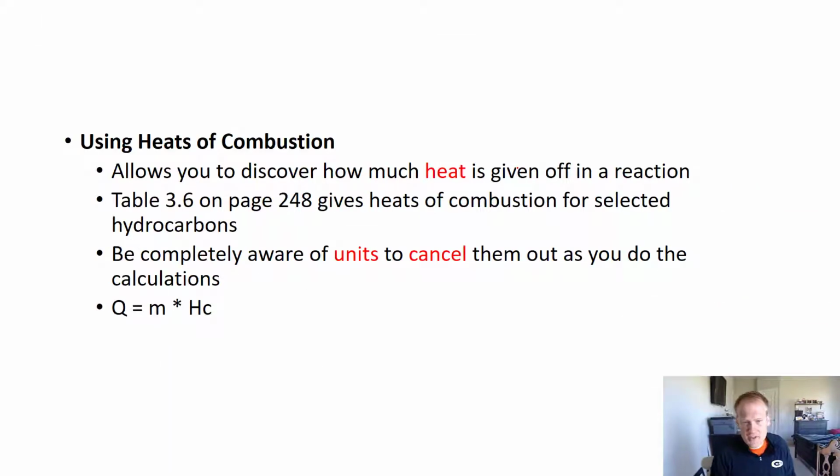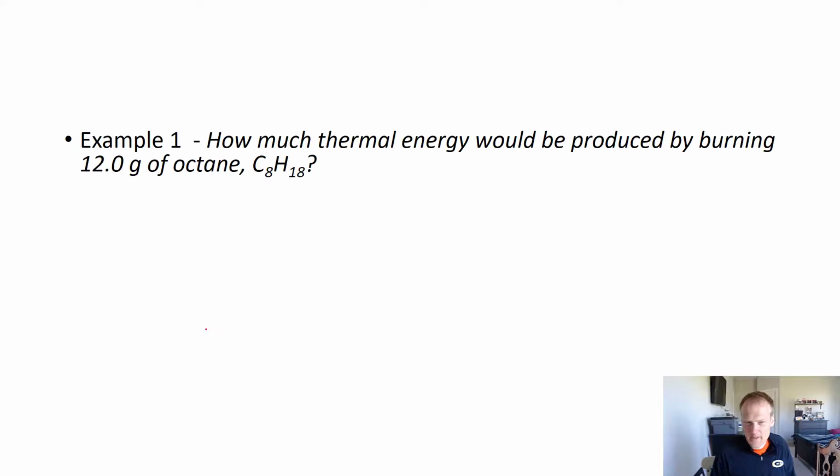But the heat of combustion simply works like this. Q, the heat produced, is equal to the mass of the substance times its heat of combustion. That's it. This is actually shorter than Q equals mcΔT. The idea is it's the same equation. We're just taking out the specific heat and the temperature change. We're trying to figure out how many joules of energy this could produce. Okay, so let's do a problem.